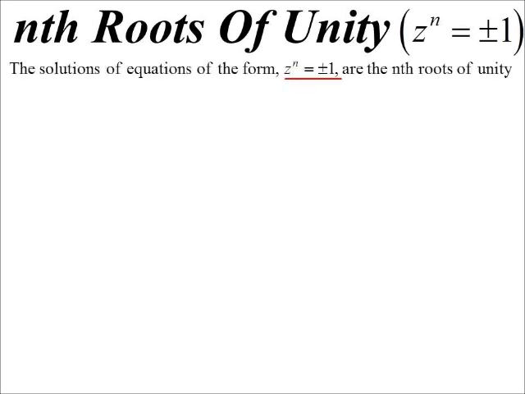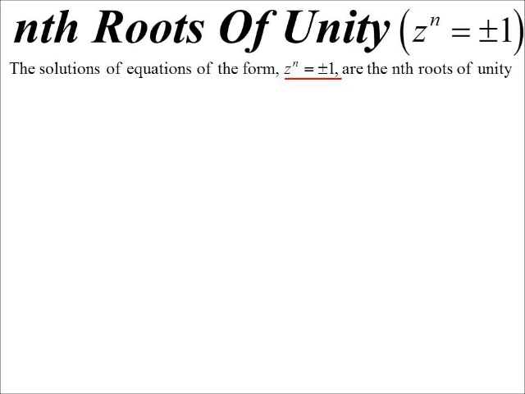The last thing we're going to look at with complex numbers is roots of unity. Basically, solutions to equations of this form: z to the power of n is plus or minus 1. The majority of the time it's positive 1, but occasionally you do see negative 1, and that has its own little intricacies. So that's what's known as the nth roots of unity.